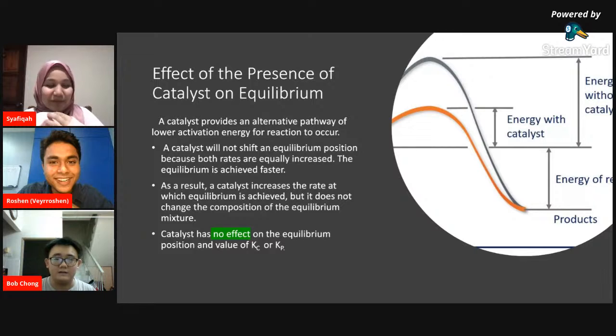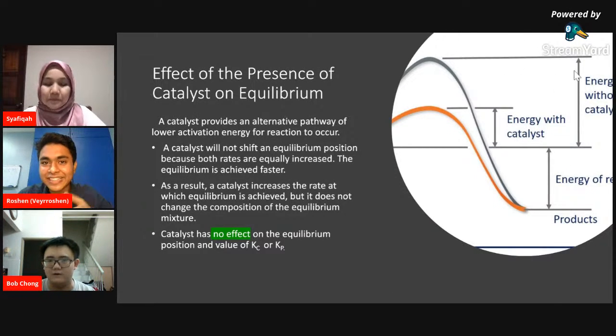According to the chemistry definition, a catalyst provides an alternative pathway with a lower activation energy for a reaction to occur. You can see the picture on the right. I trust you have all seen this type of graph, the curve. It just lets the reaction take a shortcut.